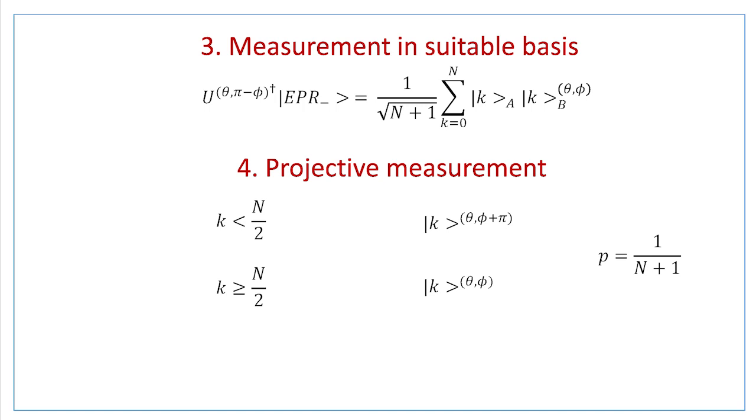For half of the projection outcomes, the aim is achieved, with probability for each event of 1 by n plus 1, which for the qubit case is half.